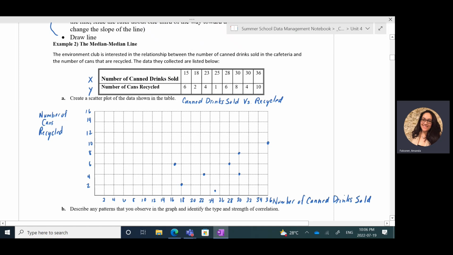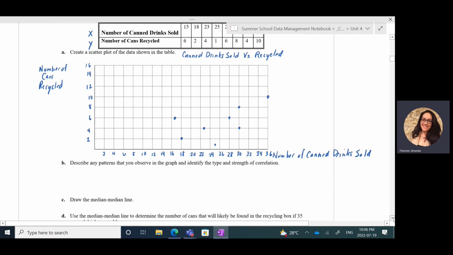And it says to describe any patterns you might see in the graph and identify the type and strength of the correlation. So if I was to draw a circle around this, I'd say that this is a moderate, positive correlation.